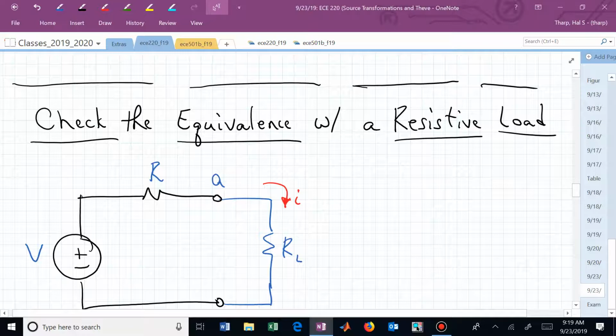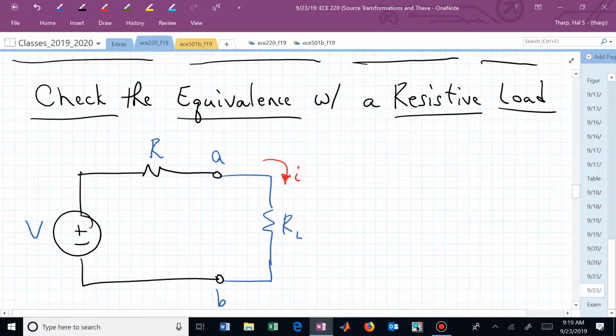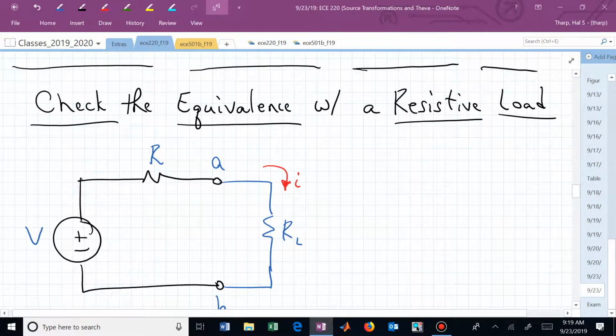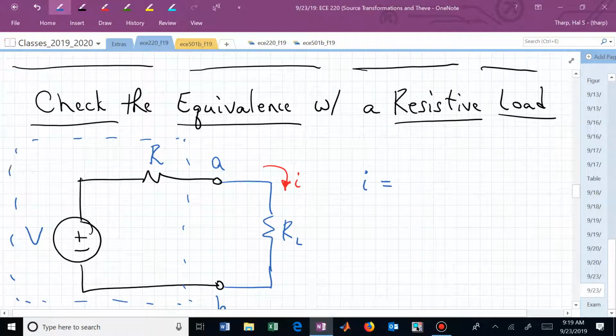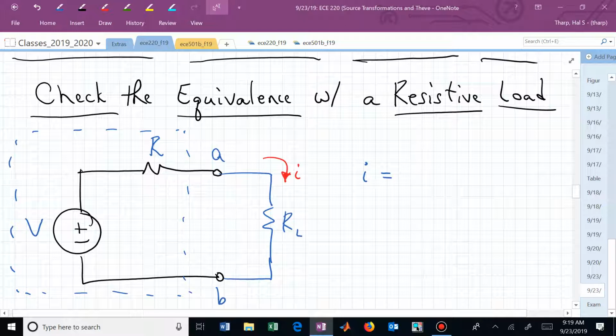Let's see if this makes sense when we apply a resistor to terminals A and B. Let's check the equivalence. What's I in this circuit? This is now our Thevenin equivalent. This is our series source, our voltage source in series with a resistor. What's I? And you have to have this just quickly on exam on Thursday. What's I? V over the total resistance across that, right? That's I. This is now V over R plus R sub L. That's I.